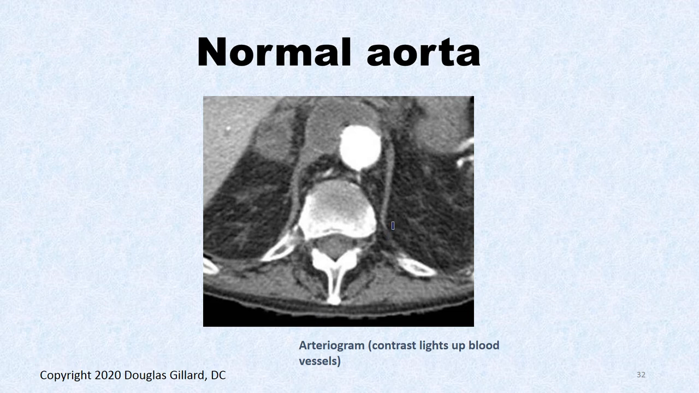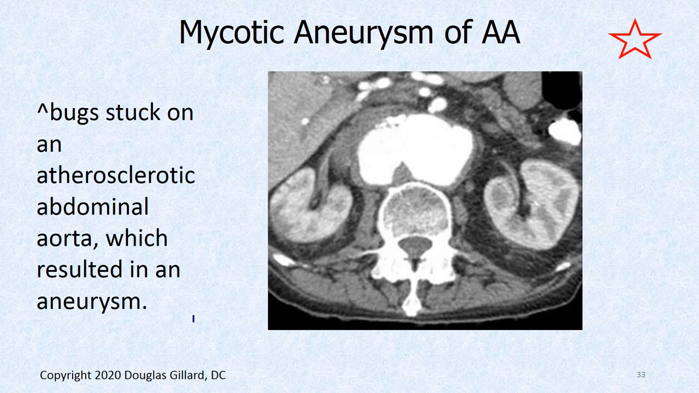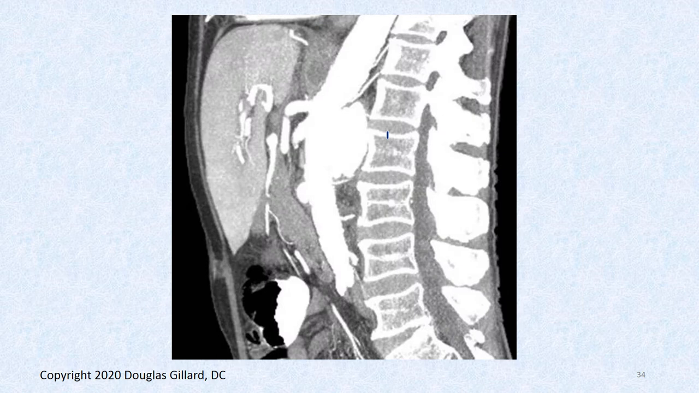Here's a normal aorta here. This is an arteriogram where the contrast is passing through the abdominal aorta. Here's someone with a mycotic aneurysm. Whoa, see the difference? Yeah, it's way, way blown out. So we got a saccular type aneurysm here. We're going to look at the types of aneurysms here in a minute. There's a side view of it, abdominal aorta. It's actually, remember, the aorta is pulsatile, so it can scallop the vertebrae.